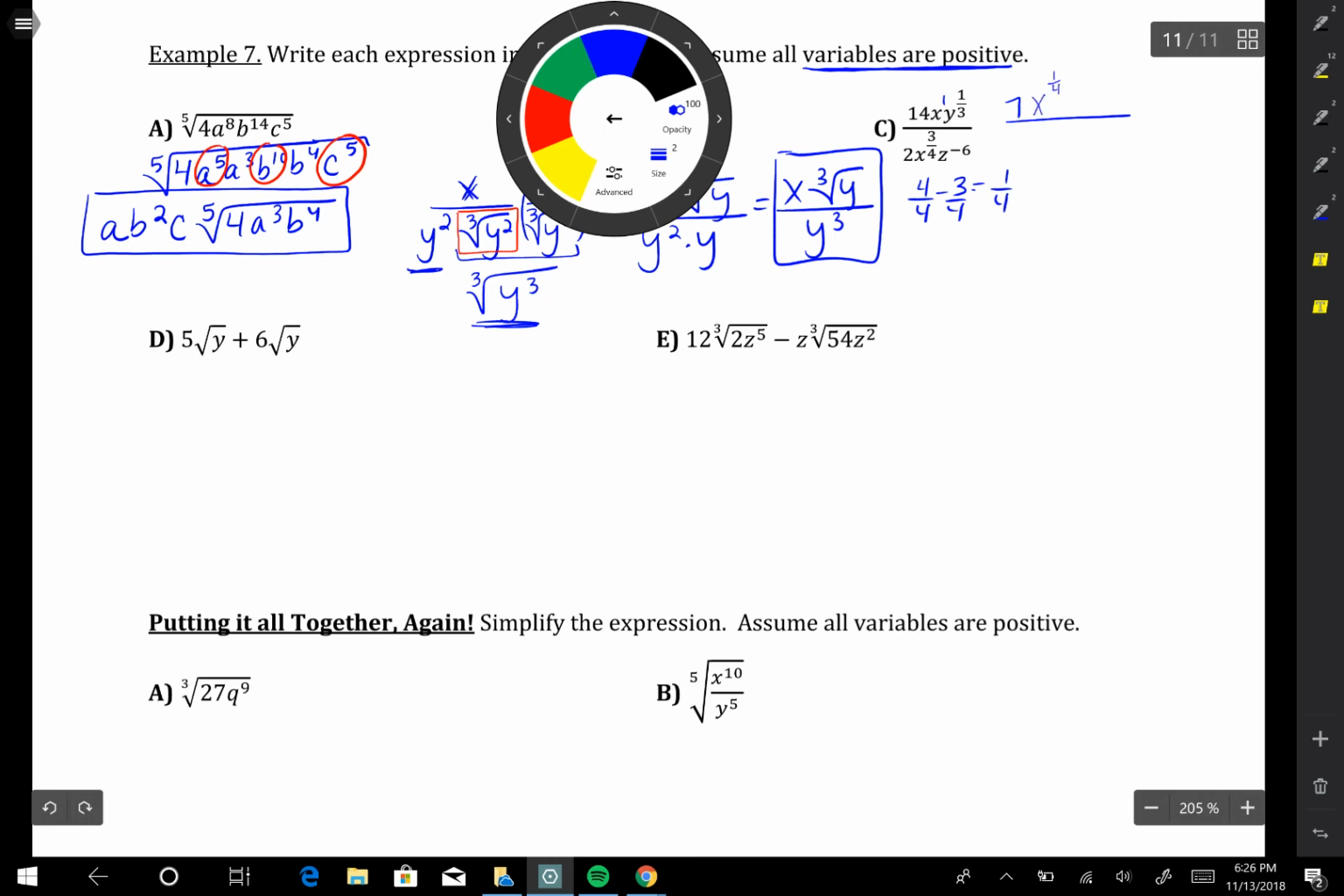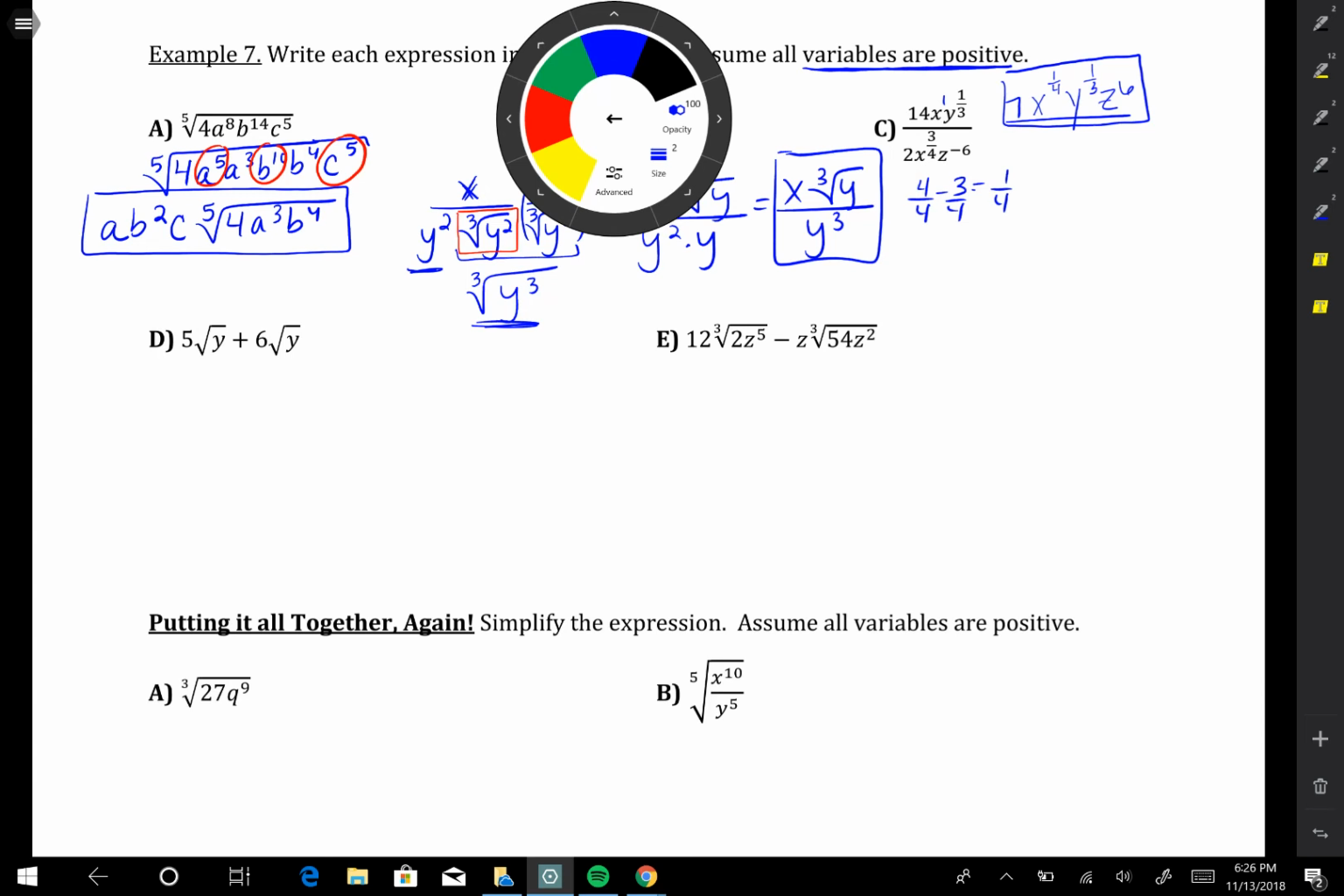Okay, the last thing, let's see here. I have y to the 1/3. I don't have any other y's, so I'll put that on the top. And then z to the -6, that can't be in the bottom, so I bring it up top. Oh, I guess everything's in the top, and that would be my final answer.